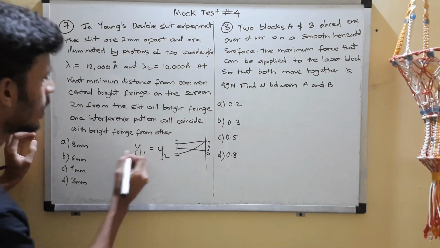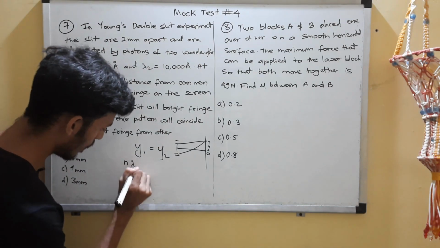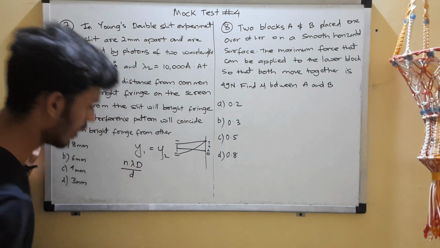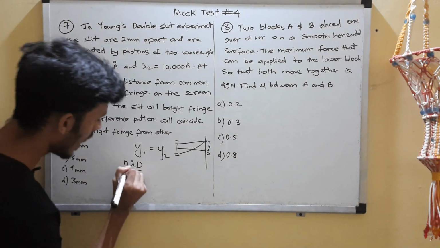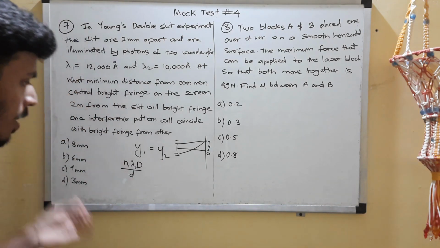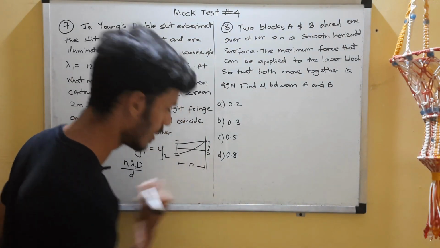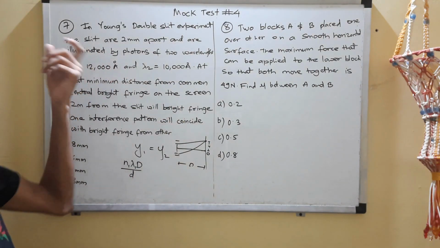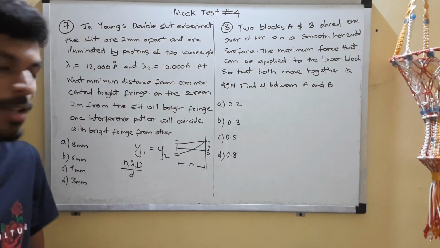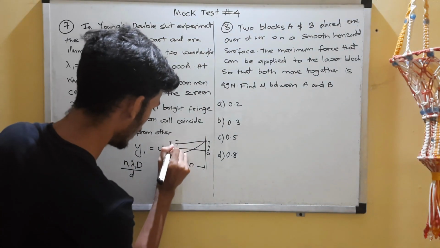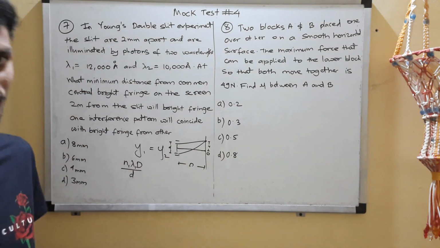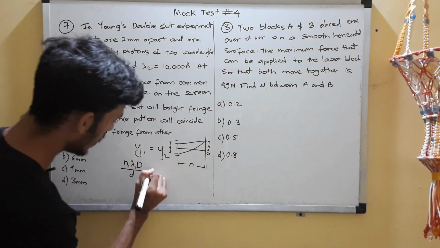And for a bright fringe, you know that y is given as n lambda D by d, with capital D and small d. Now it's for the first one, so we'll use n1 lambda 1. Point to remember over here is D is the same for both, right? This distance is the same for both, whether you use this wavelength or this, the setup is the same. Since the setup is the same, these two D's are the same for both. So you need not worry about that.